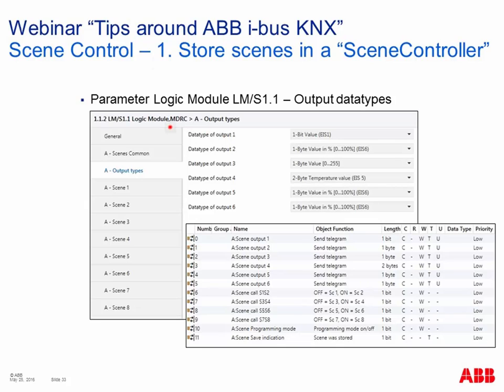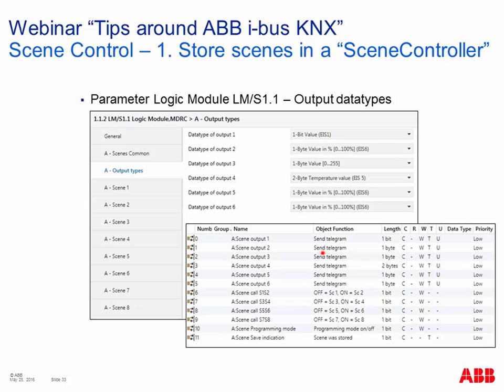Let's go here in the ETS application of the logic module. In the logic module, we have the possibility to use one feature, the so-called scene feature, like here for example in function number A. Then we automatically get our maximum of 8 scenes. At the beginning we have to define the data point type of our maximum 6 telegrams which a device can send to our actuator groups. For example, the first one is a 1-bit value, the next one is a 1 byte value, 0 to 100%, also a 1 byte value, 0 to 255, or a temperature value. So this is the first step. We have to define the data point types of our 6 telegrams which will be sent to the KNX bus.